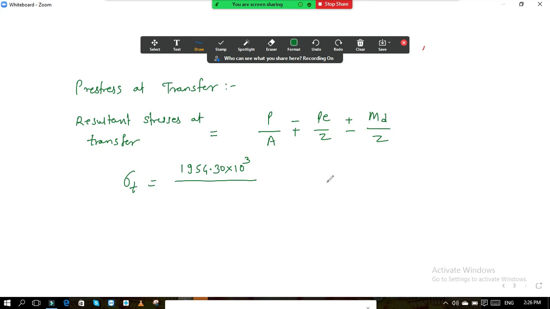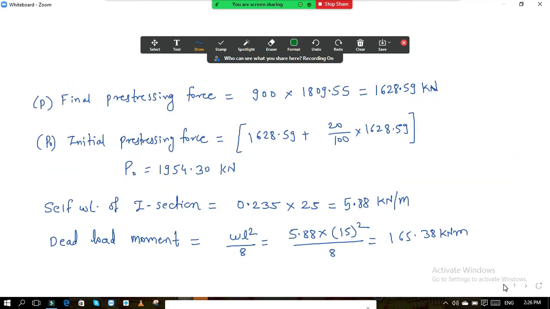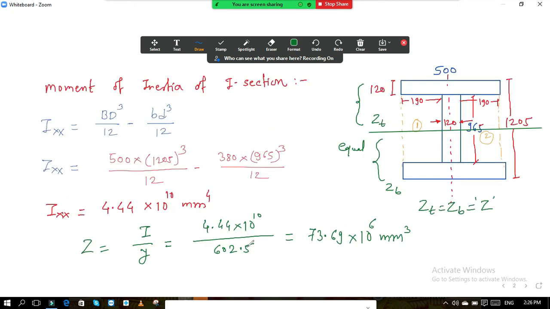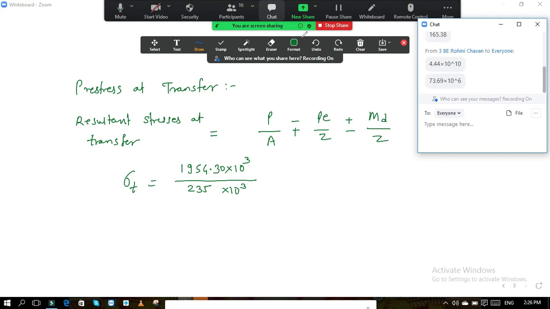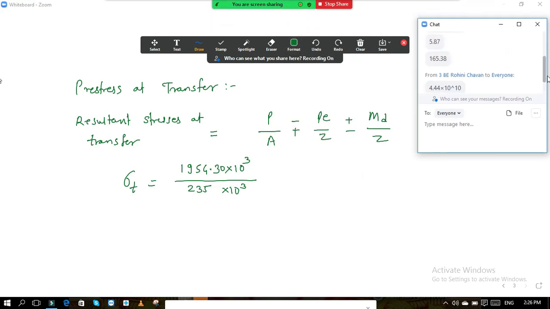area. Okay, what was the area? It is 235 into 10 raised to 3, no? Something of that sort. 235 into 10 raised to 3. This is the area. I don't know, it was 0.6 something. Has it been mentioned in the chat? Okay, 235.8.